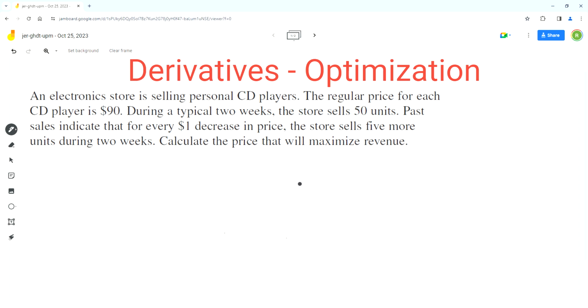So as per the problem, the current price is $90 and the store sells 50 units every 2 weeks, and they want to know what the new price should be so that they can maximize revenue. So we'll have to write an equation for revenue for this situation, and for that we need a variable. So we'll use x, which represents the number of $1 decreases in price.